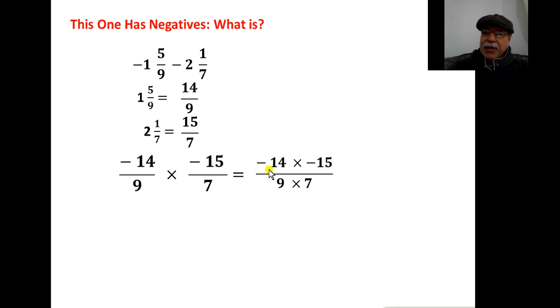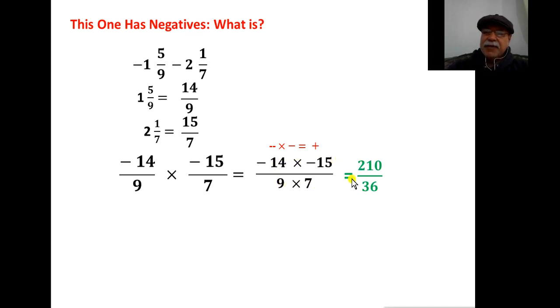You see, minus 14 times minus 15, we get like this. You must return to the basic math rule. We said minus times minus becomes plus. Minus times minus becomes plus. That's why minus 14 times minus 15 becomes plus 210. You see, no minus here because minus times minus is a plus.